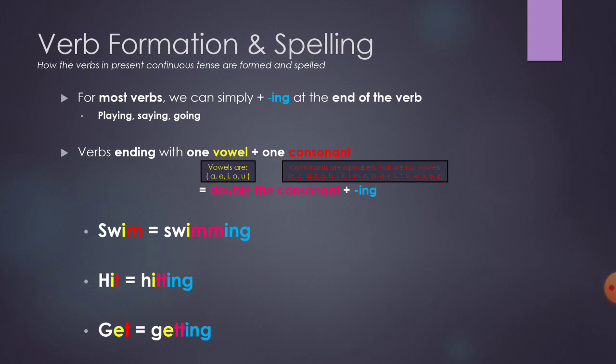I have listed them all: B, C, D, F, G, H, J, K, L, M, N, P, Q, R, S, T, V, W, X, Y, Z. From the example there, we can see the first example, swim. The ending of the verb, the last two letters are I and M. One vowel, I, is followed by one consonant, M. Therefore, we need to double the consonant. Add another M before including the ing.